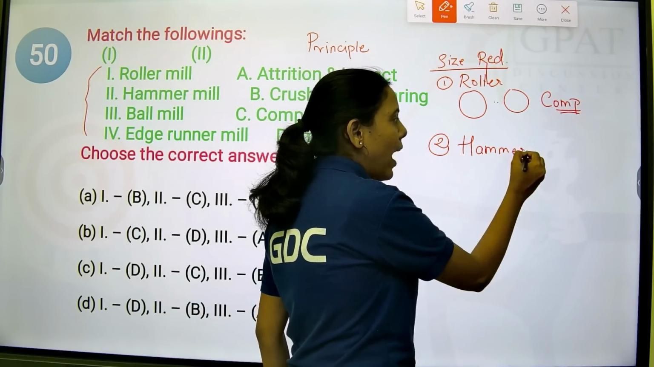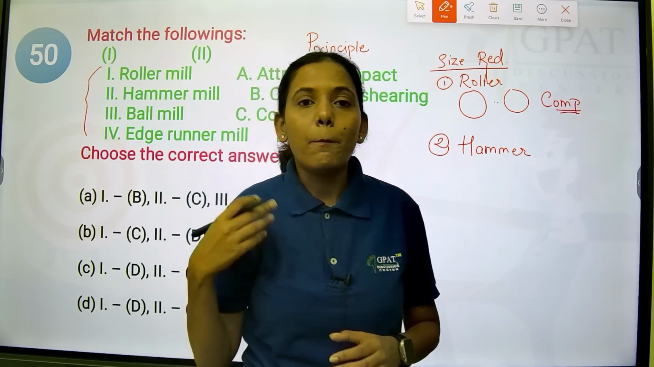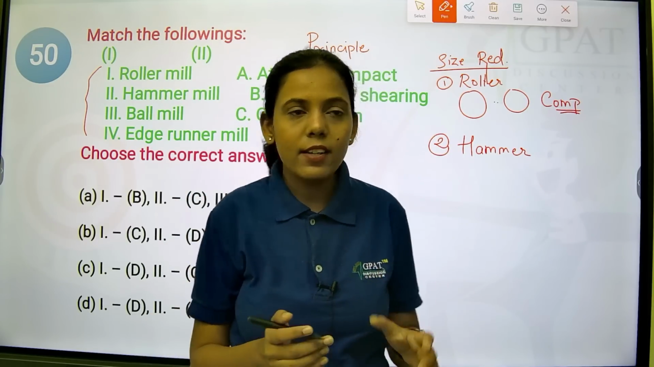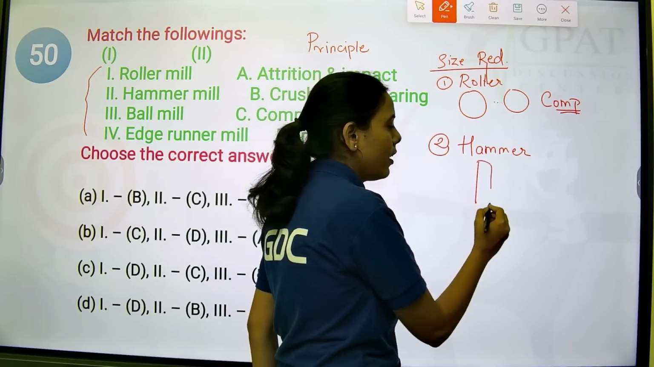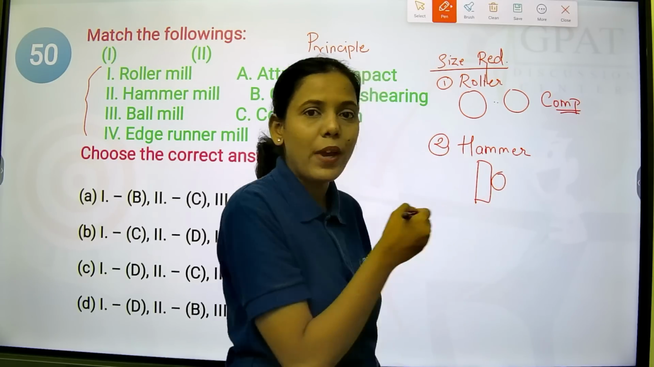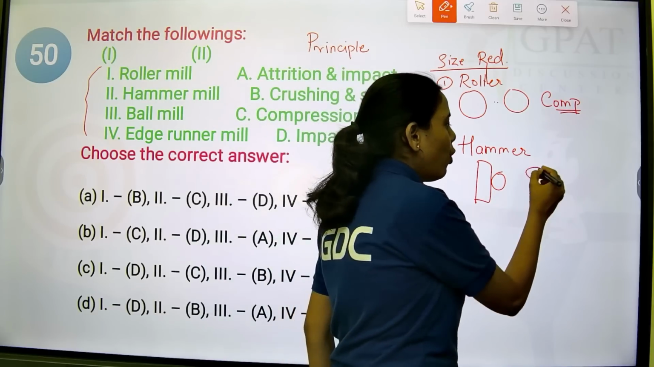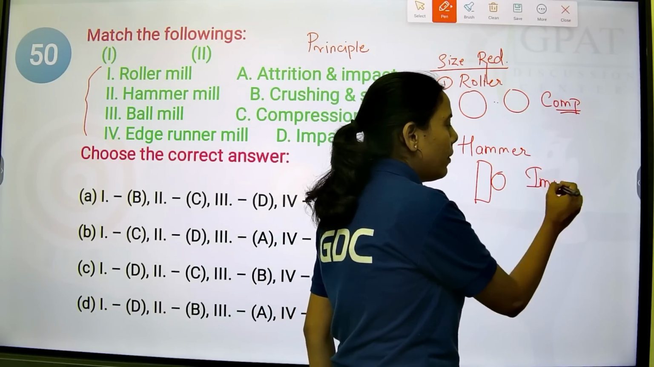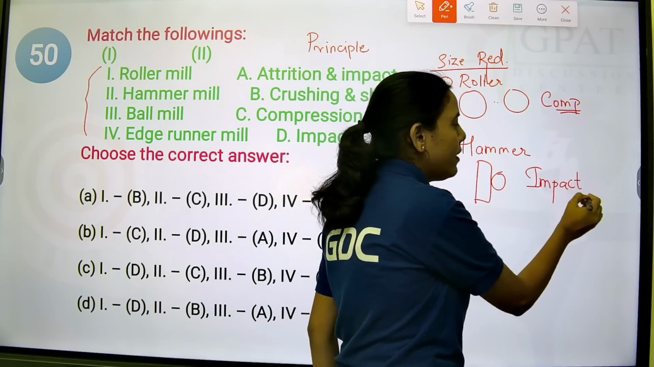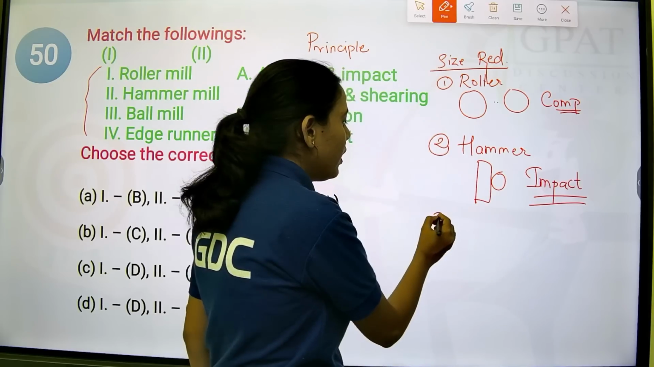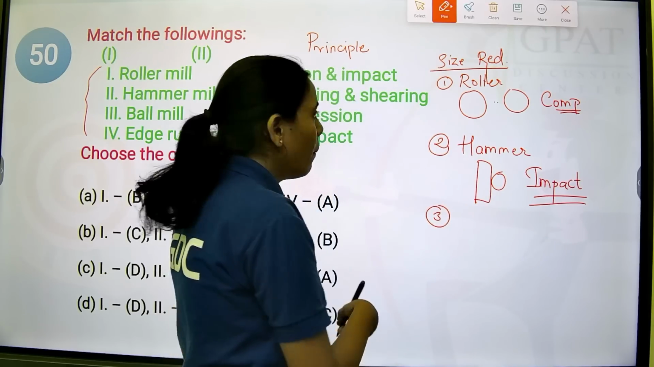In the case of a hammer mill, whenever a particle strikes a harder surface, for example, this is a surface and this is a particle striking, we call it impact. So the principle of the hammer mill is impact. The third one is the ball mill.